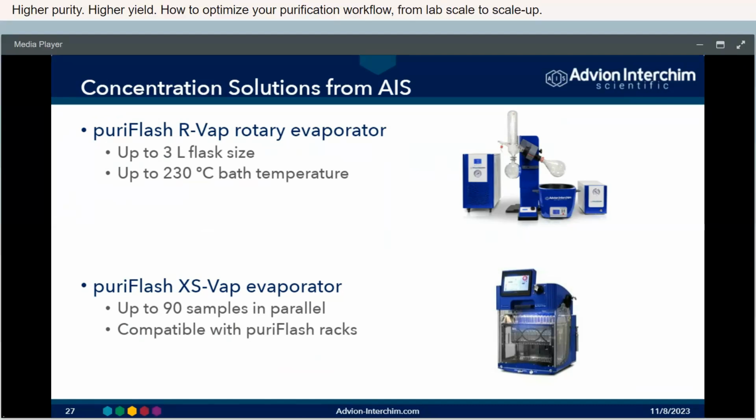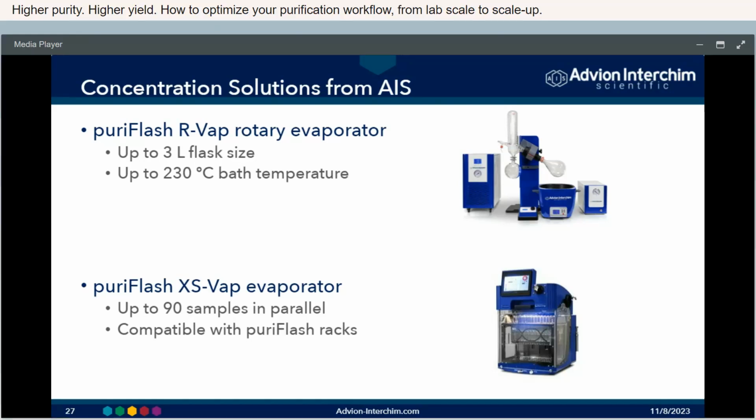Okay. And then after you have finished your purification, you have a couple of options from AIS to concentrate your solutions. So we now offer the RVAP, which is a rotary evaporator. It can accommodate flask sizes of up to 3 liters and has a temperature bath from ambient temperature all the way up to 230 degrees C.